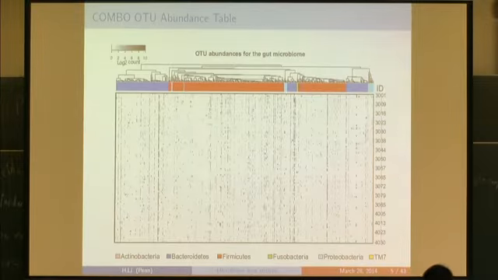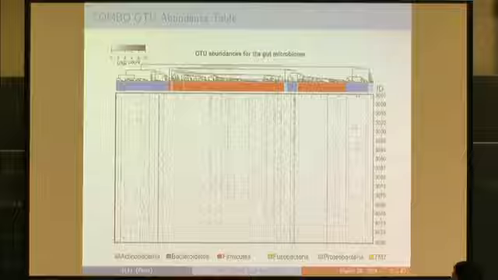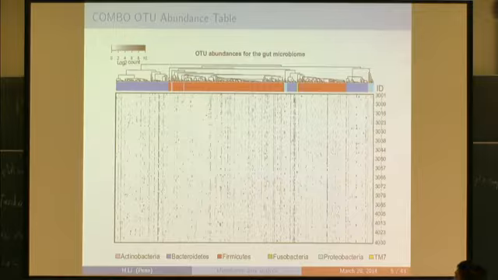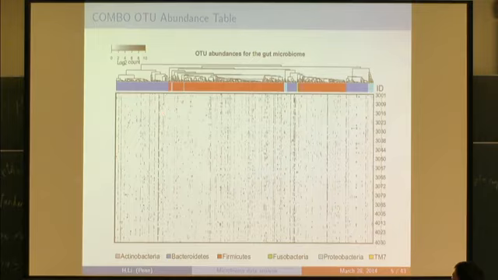I'll give you some idea about what the data look like. You see this type of table very often. This is the OTU abundance table. Each row is one sample, each column is one OTU, and what we plot here is the log2 of the 16S read counts. Based on the OTU reads, the sequences, you can also build a phylogenetic tree.